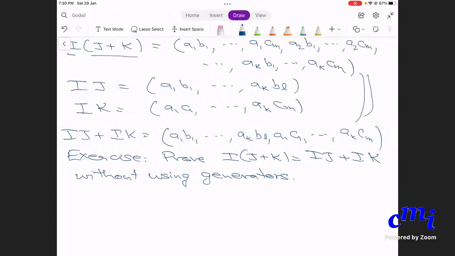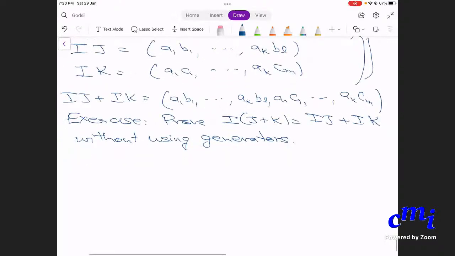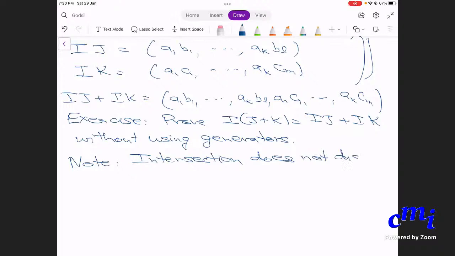In contrast, the intersection does not distribute over the product, right? So this is something we have to note: intersection does not distribute over sum in general. In general means in certain rings it might happen, in Z it might happen, or in a PID it might happen, right? But usually it will not happen that the intersection distributes over sum.